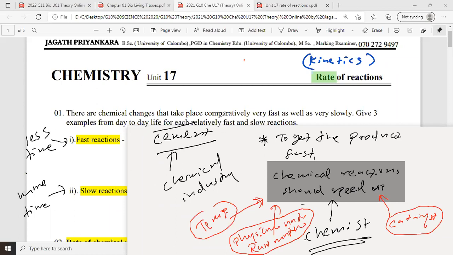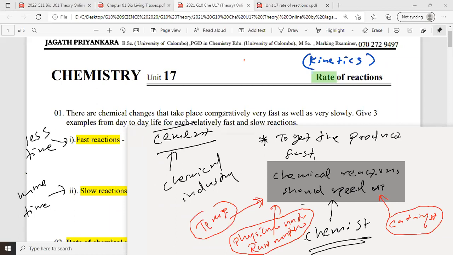There are certain cases where we have to reduce the rate. Example, fire. For fire we should reduce the rate, right? Otherwise you will get more damage. Combustion is also a reaction, and we have to slow down the combustion reaction. Then we have to reduce the temperature. We have to cool it. That's why we use fire extinguishers, water, different cooling systems, right?